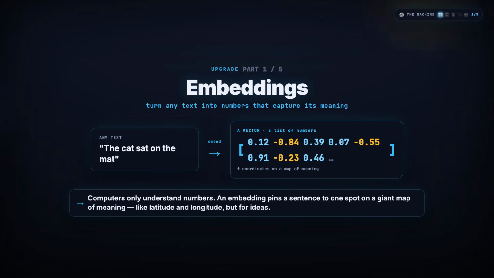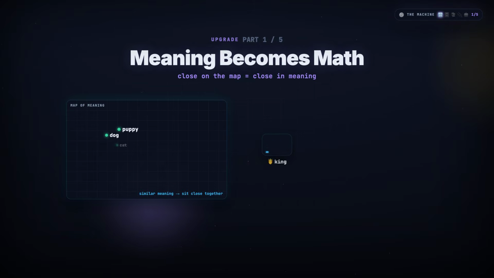Think of it like map coordinates. Just like a city has a latitude and longitude that pin it to one spot on Earth, an embedding pins a sentence to one spot on a giant map of meaning. Two ideas that mean similar things land in the same neighborhood. Two unrelated ideas land oceans apart. That's the whole trick. Meaning, turned into a location. Let me show you why that's magic.